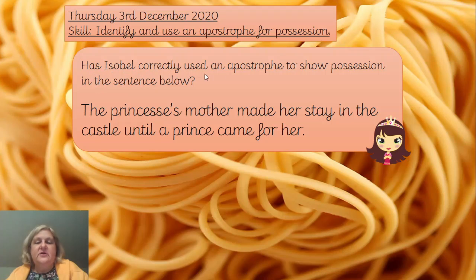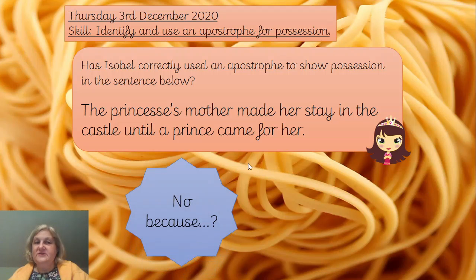So has Isabel correctly used an apostrophe to show possession? We've got the princess's mother made her stay in the castle until a prince came for her. Now if we've got princesses and that's plural, so there's more than one princess, to have princesses, the ES would be right. But because I think there's one princess and it's her mother, the mother belongs to that one princess, then I think that is wrong. Let's have a little look.